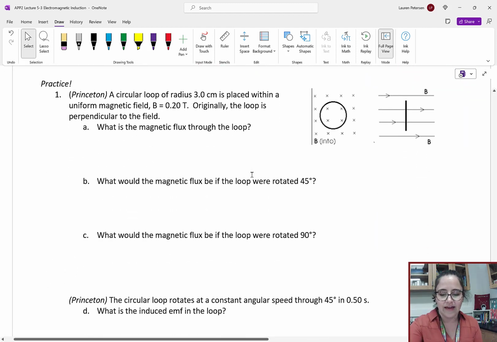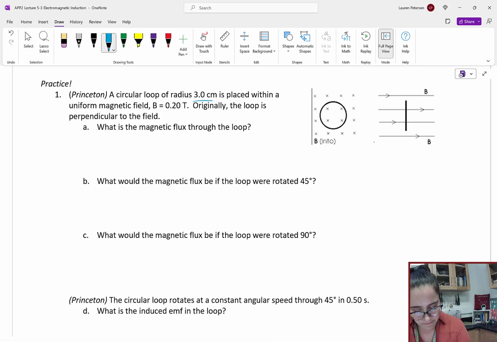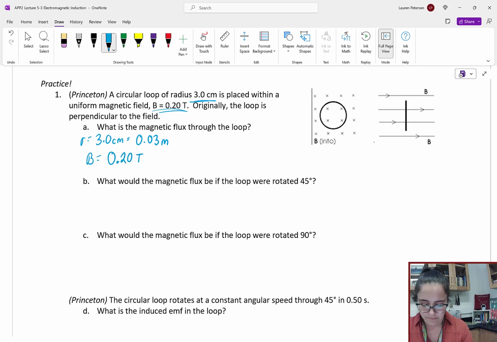So we have a circular loop of a radius 3 centimeters placed within a uniform magnetic field. I know I'm going to need that in meters, so I'm just going to put it in meters now, 0.03 meters. We know our magnetic field is 0.20 Teslas. And originally the loop is perpendicular to the field.